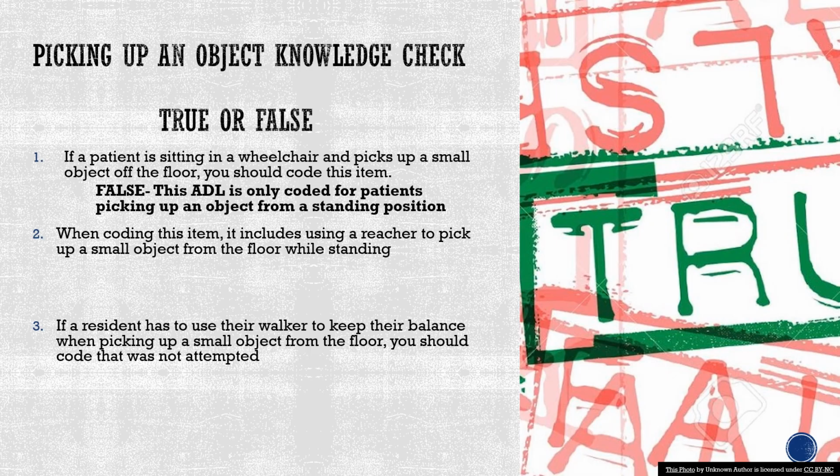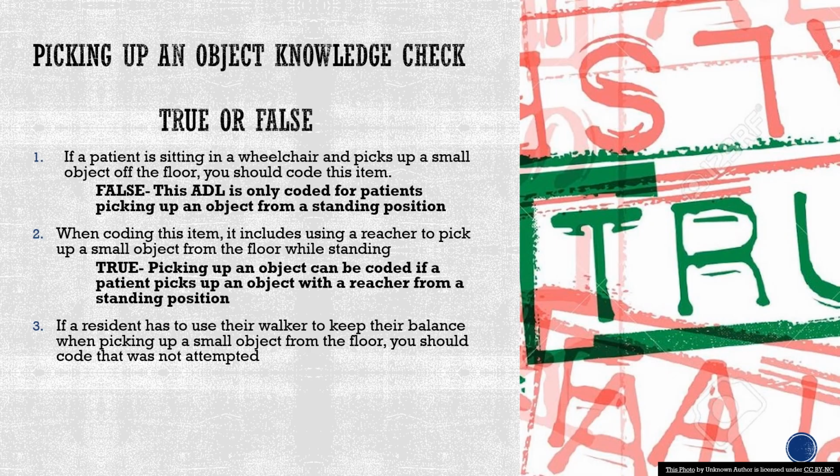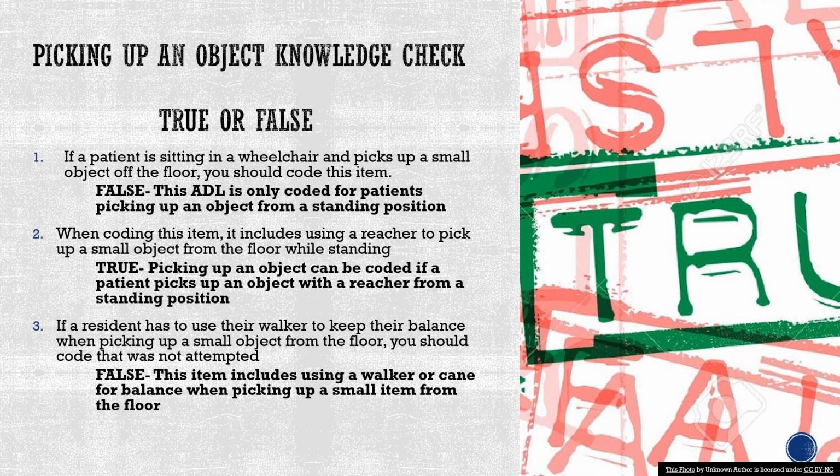When coding this item, it includes using a reacher to pick up a small object from the floor while standing. That's true. Picking up an object can be coded if the patient picks up an object with a reacher from a standing position. If a resident has to use a walker to keep their balance when picking up a small object from the floor, you should code that the activity was not attempted. This is false. This item includes using a walker or a cane for balance when picking up a small item from the floor.